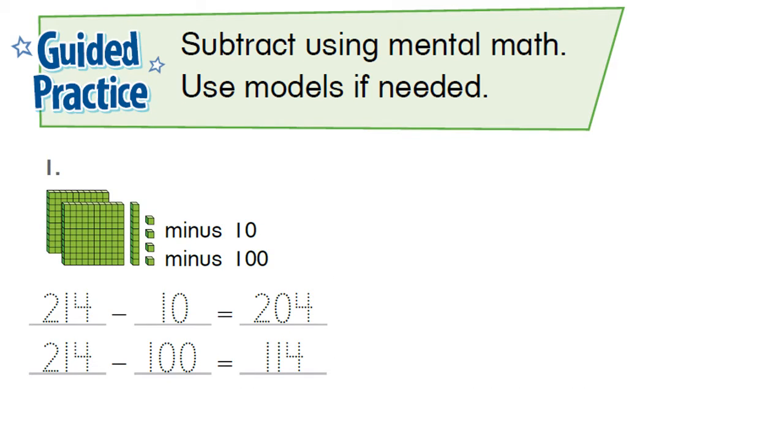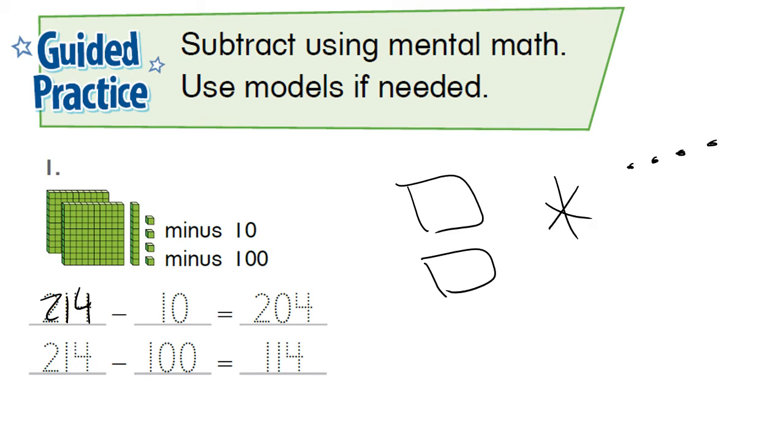This is number 1 for the guided practice of 11.1. Subtract using mental math. Use models if needed. So here's our model. 2 flats, 1 rod, and 4 units. So we have 214. Now if we're going to subtract 10, we're going to remove one of the rods because that's the tens place. So we would end up having 200 with no rods and 4 units, 204. So 214 minus 10 is 204.